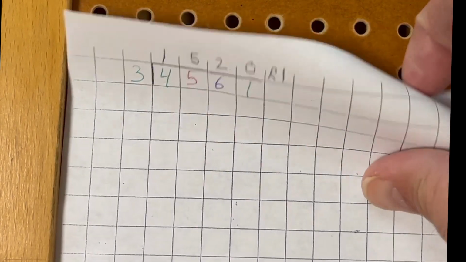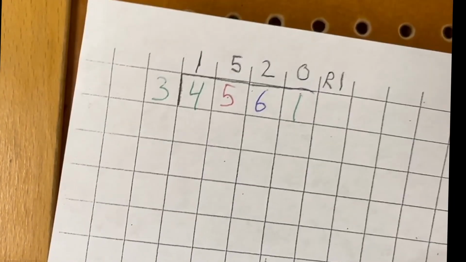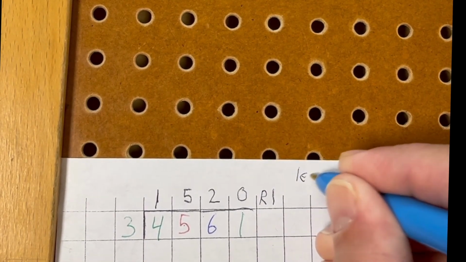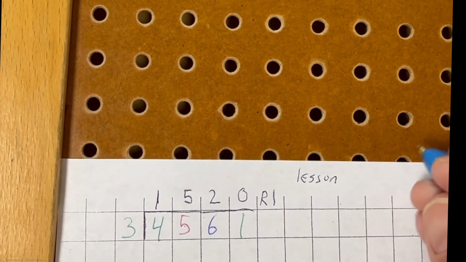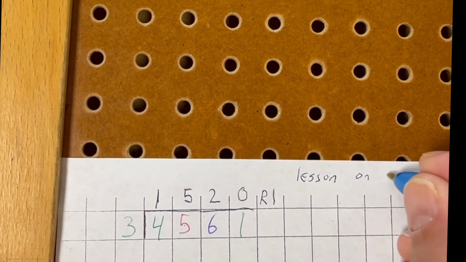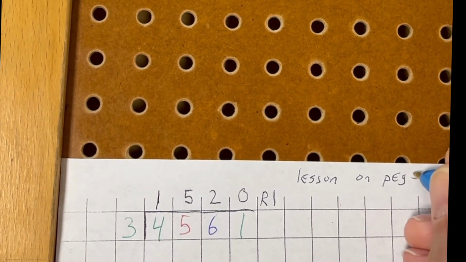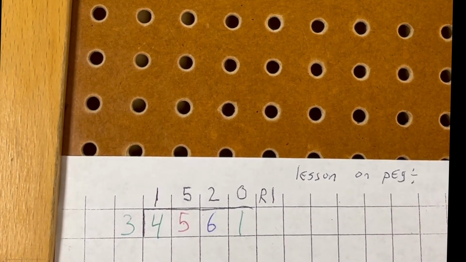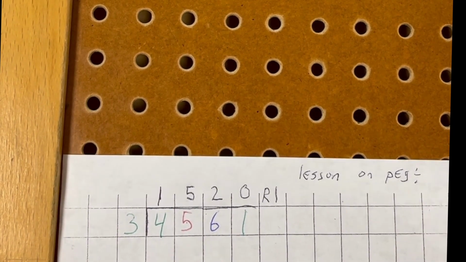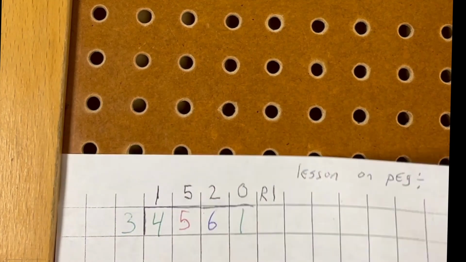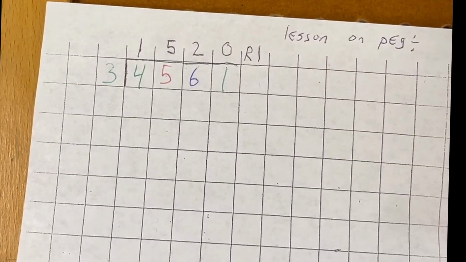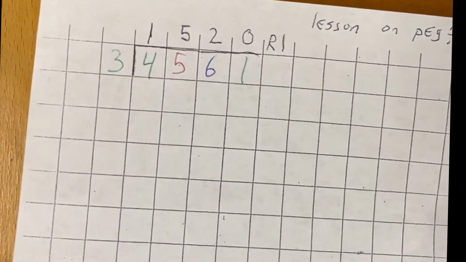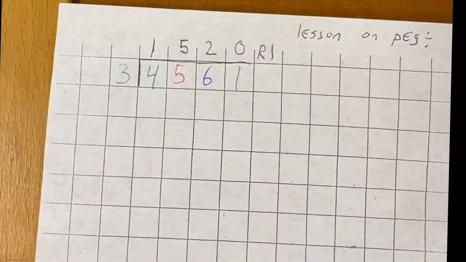Now, every classroom's different, but to keep this recorded, I always write a little note on it. I just write PEG, because this is Pegboard Division, and then the date, whatever the date is, next to it. And then in my class, they glue these papers into their notebook so that there's a record of it.